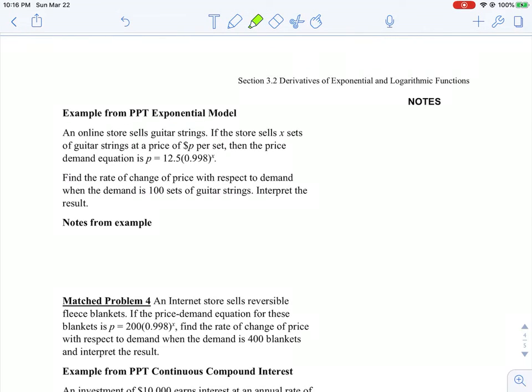Okay, part 2. Derivatives of exponential and logarithmic functions. These are the applications.